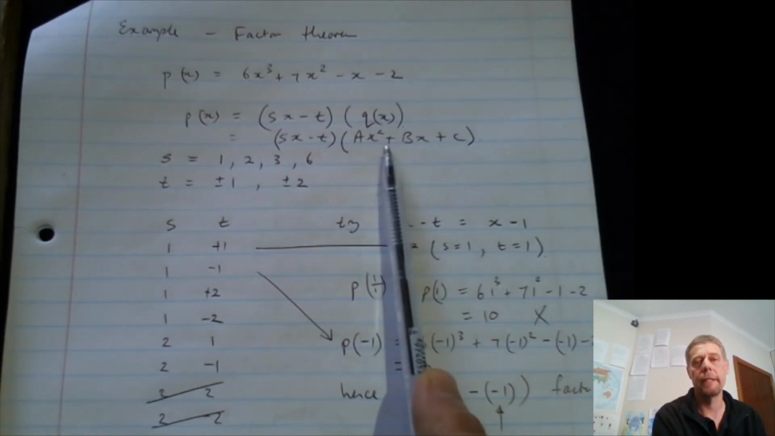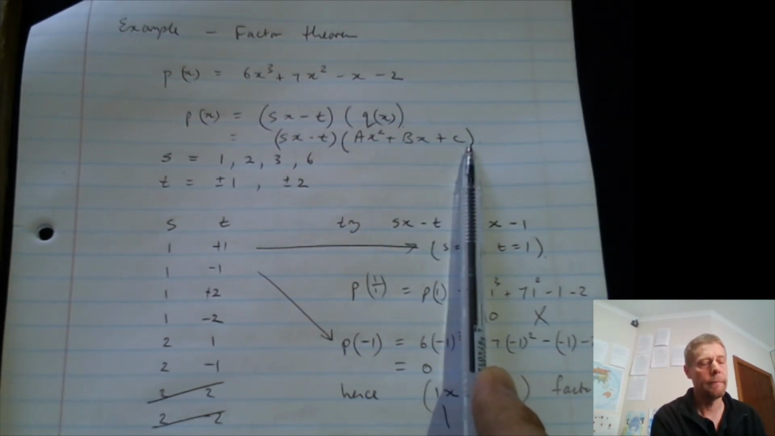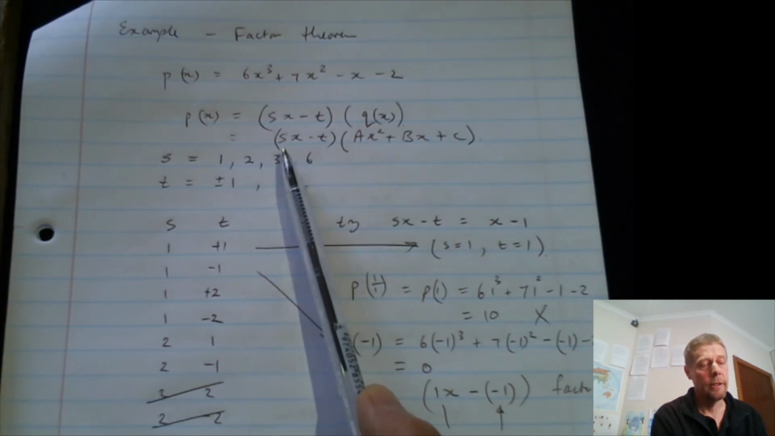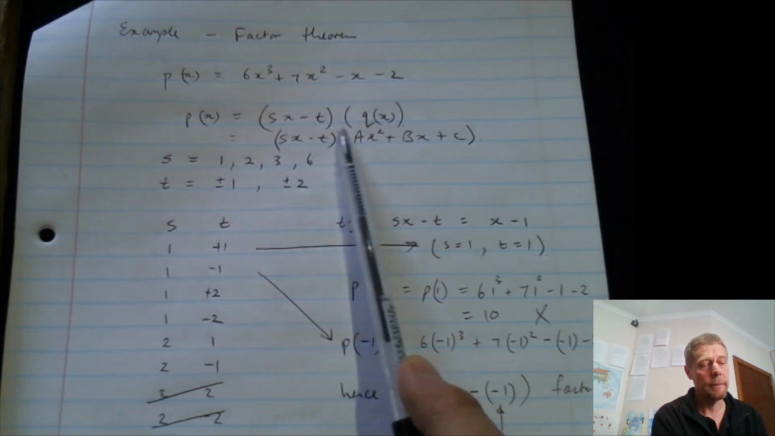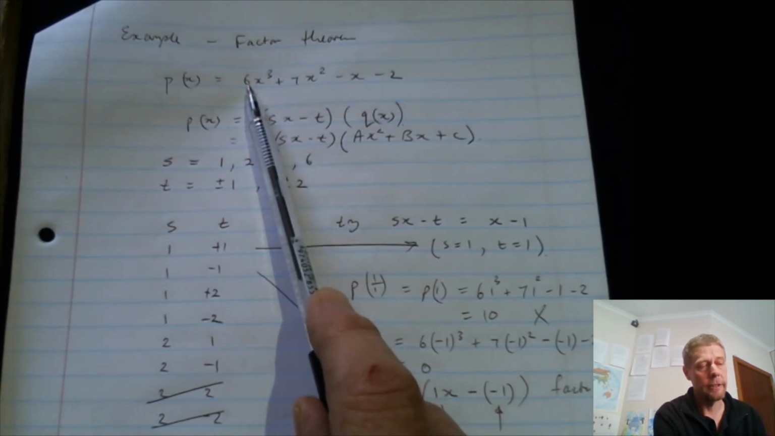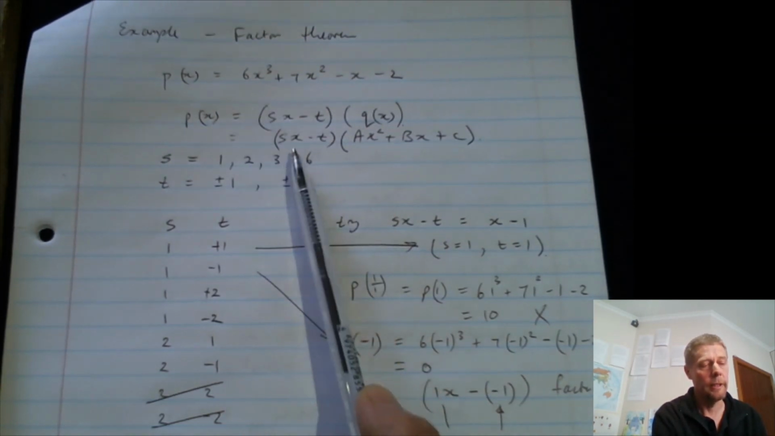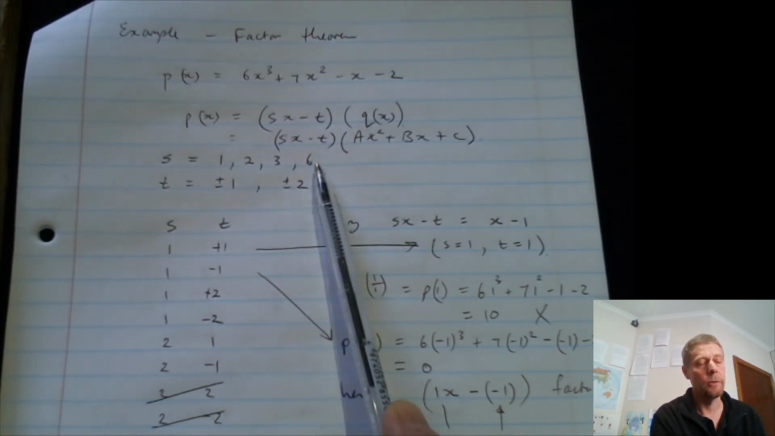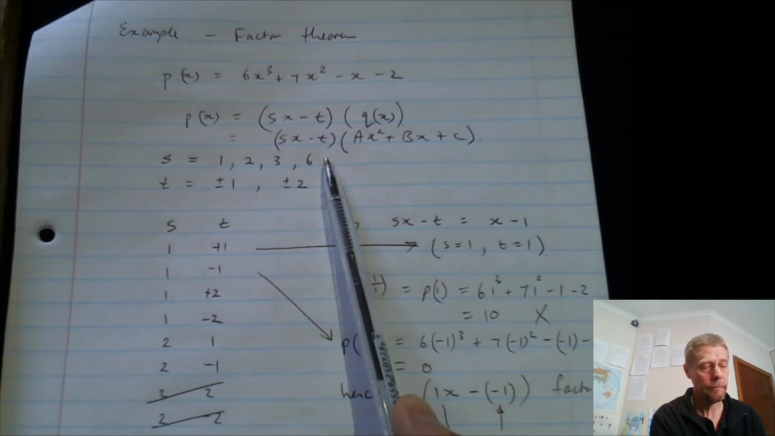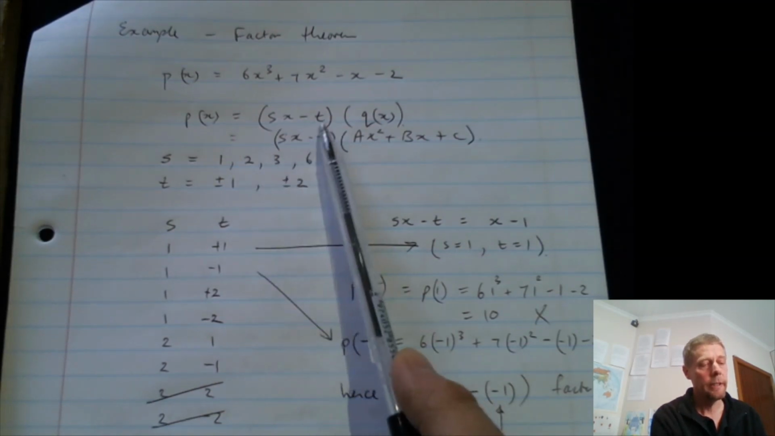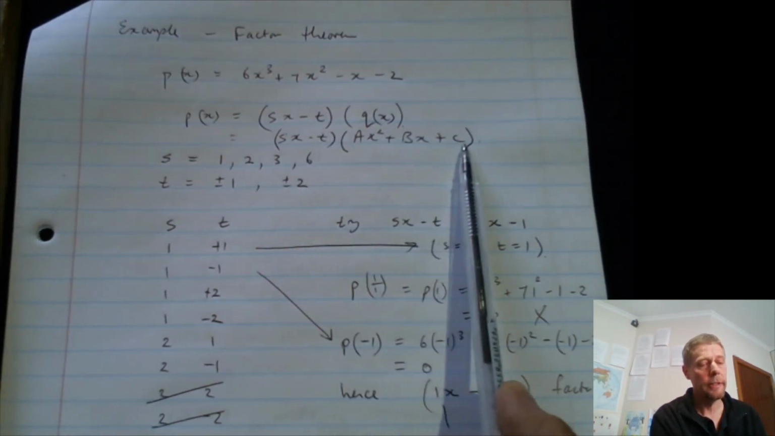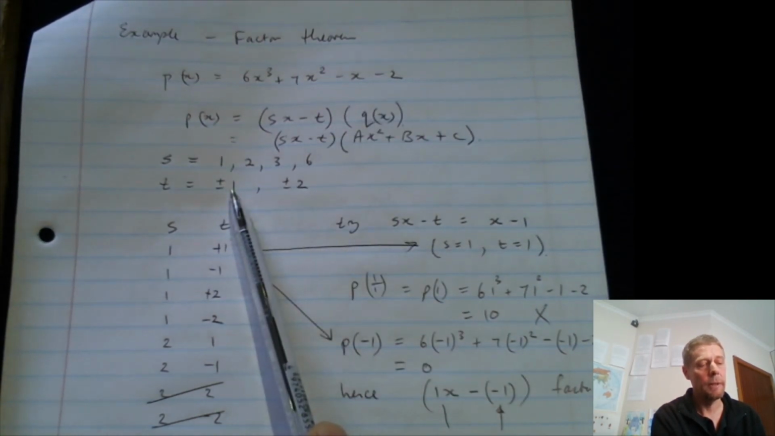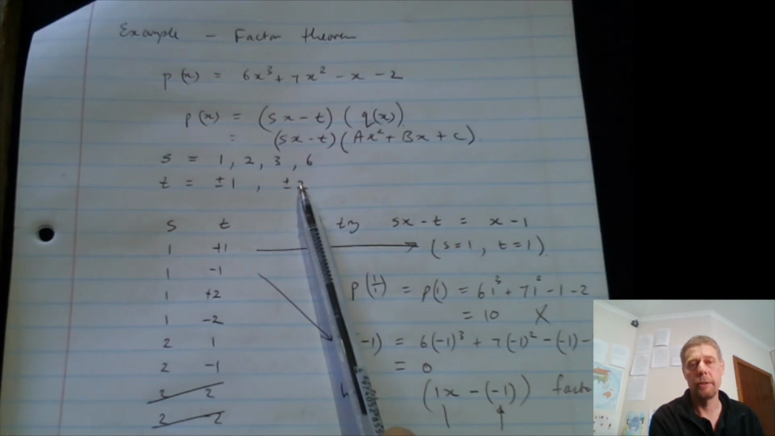And we can write it as ax squared plus bx plus c. Now if we look at picking different values of s, we can see that s times a will give you the 6, the coefficient of the cubic. So s can be either 1, 2, 3, and 6, which are all factors of 6. Similarly, t times c, minus t times c, will give you the minus 2. So t can be plus or minus 1 or plus or minus 2.